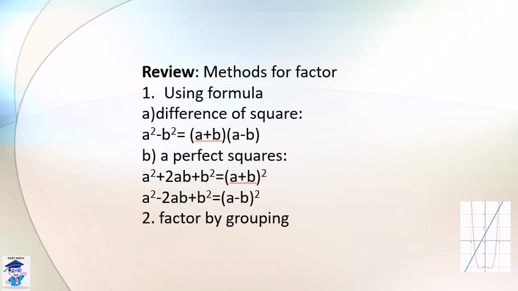All above talking about factoring. The method is number 1, using formulas, the difference of squares: a squared minus b squared equals a plus b times a minus b. And the perfect square is a squared plus 2ab plus b squared equals the perfect square of a plus b. And next is a squared minus 2ab plus b squared equals the perfect square of a minus b. And the next method is factor by grouping.